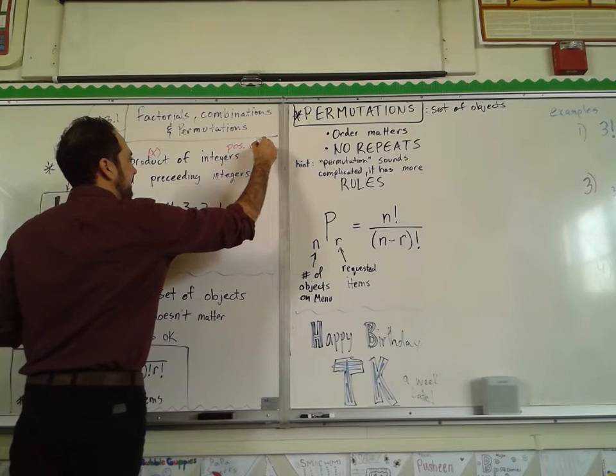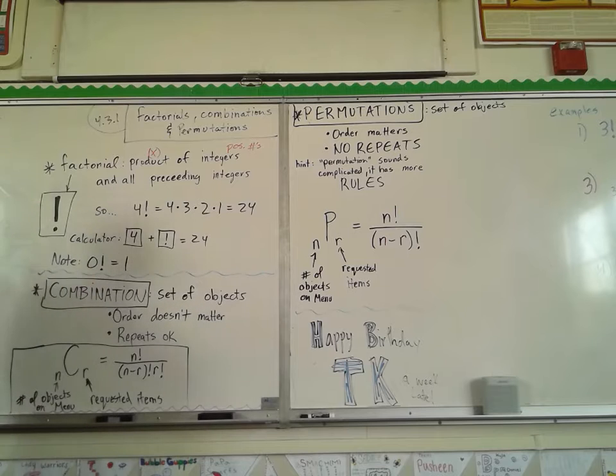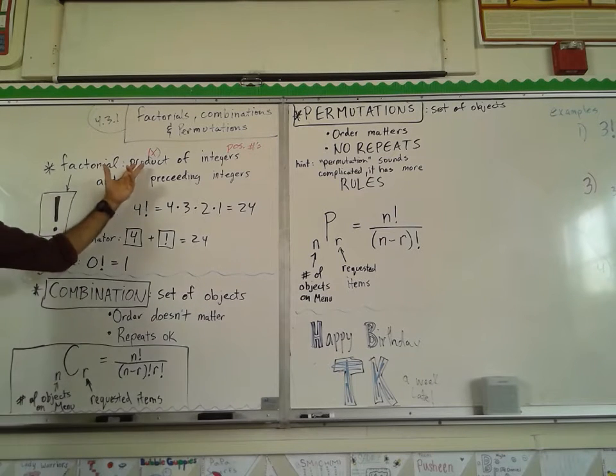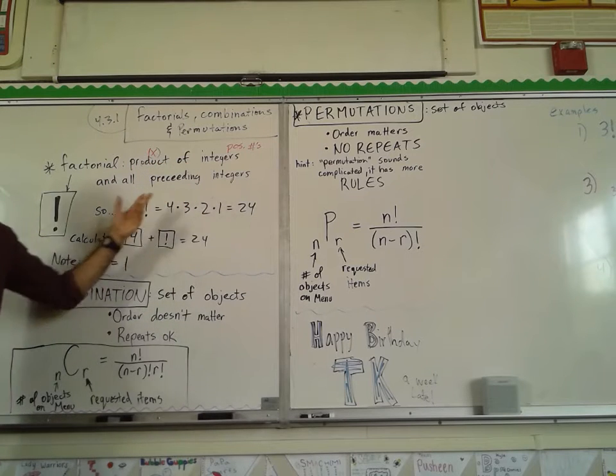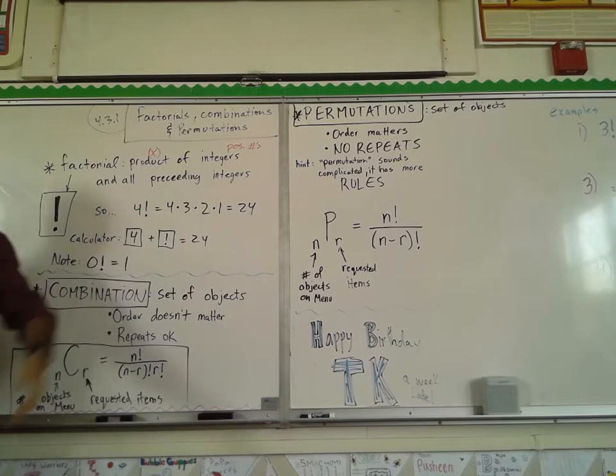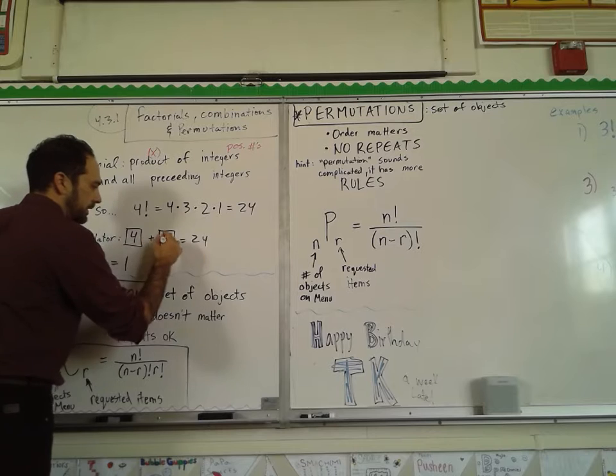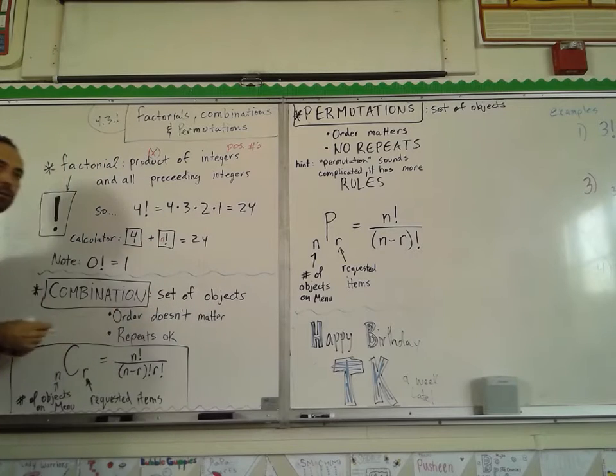What we do with the factorial, when you see this symbol, it says multiply all the integers that precede it. So if I have factorial of 4, I multiply 4 times 3 times 2 times 1. That's what that symbol means. On the calculator you push 4, and then there's a factorial button, and that goes right to the answer. Is that really tricky? 4 times 3 times 2 times 1?